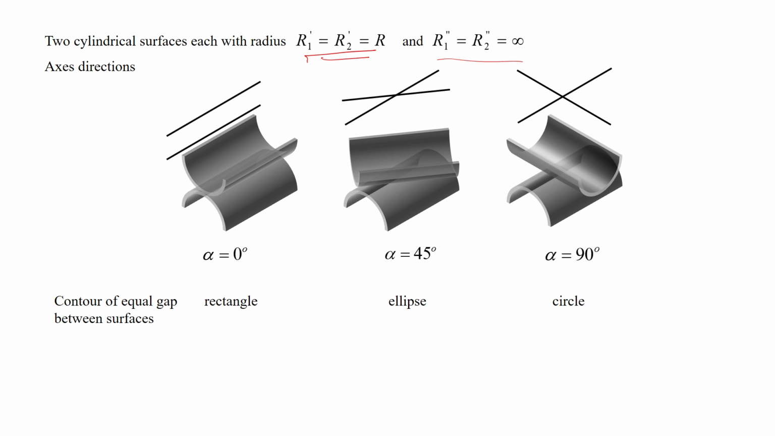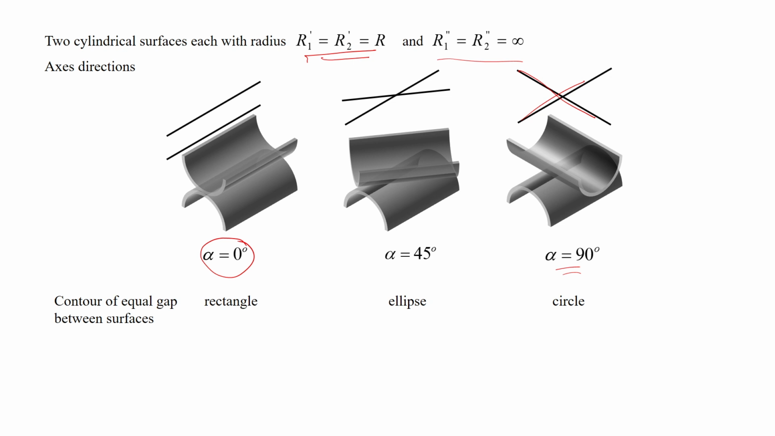In one case their axes are parallel to each other, and therefore the angle between these axes is actually 0. In another case, let us say they are perpendicular to each other, so they are placed normal to each other. Therefore the angle is 90 degrees over here, and then there is an intermediate case at an angle of 45 degrees or so.